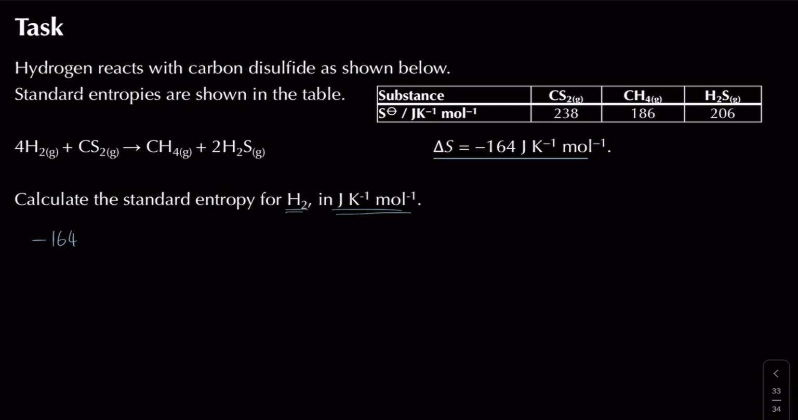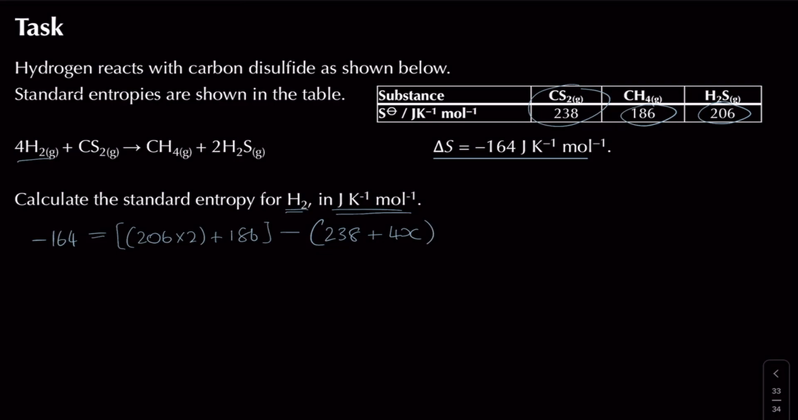If it was kilojoules, I'd have to convert it to, of course, joules. So that's going to be equal to my products, which in this case is 2 lots of hydrogen sulfide, which is 206. So I'm going to use big brackets here, 206 times 2. And then that's going to be added to methane, which is 186. That's that one done over there. And then, of course, I'm going to close these brackets. And then I'm going to subtract my reactants, which, of course, we've got carbon disulfide, which is 238. And we've got 1 lot of that, so that's minus 238. And then, of course, we've got 4 lots of hydrogen, so I'm going to add 4 lots of x there as well.